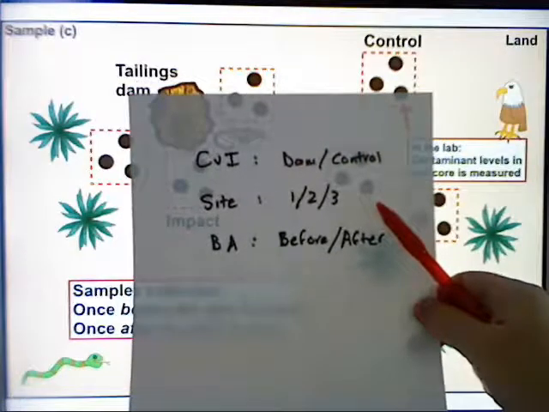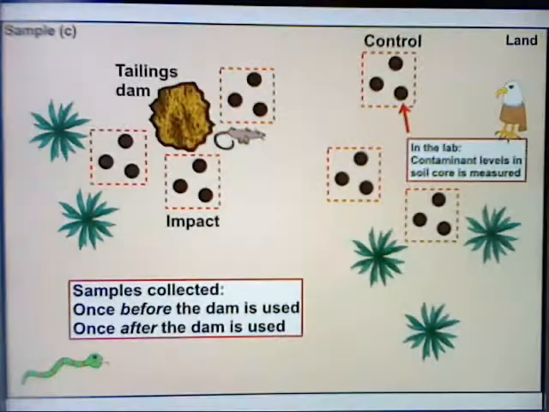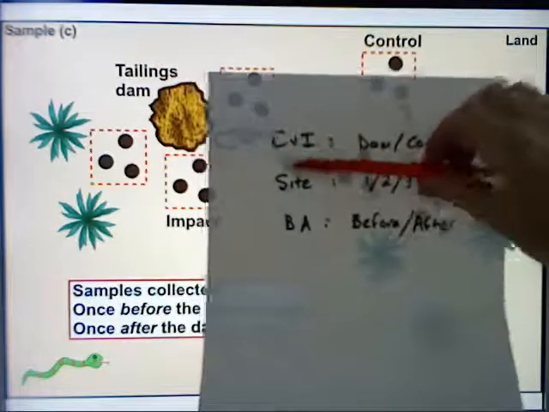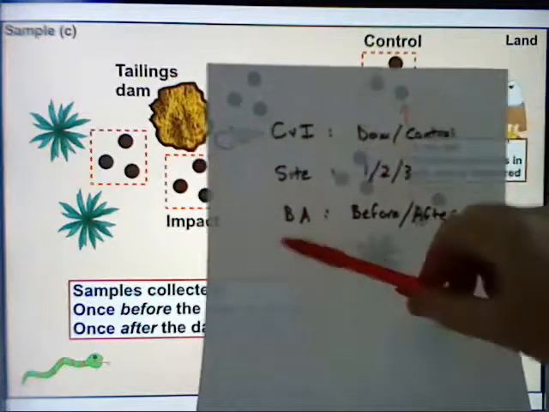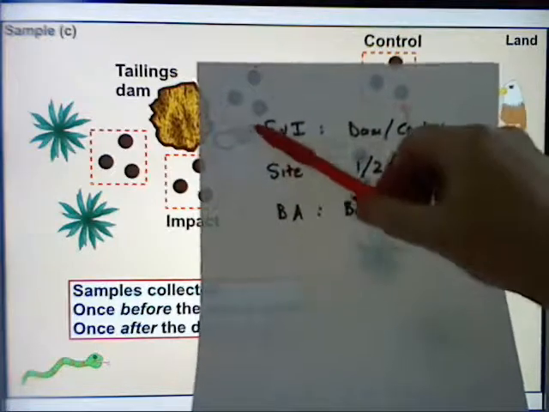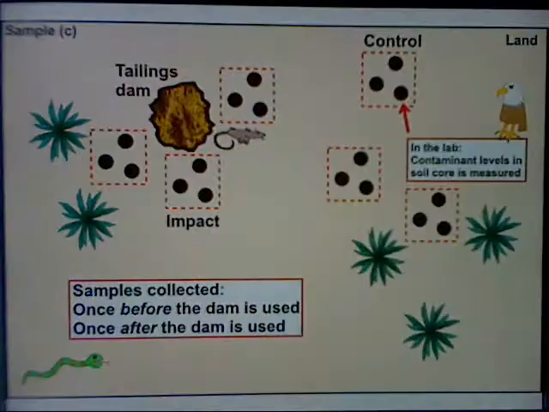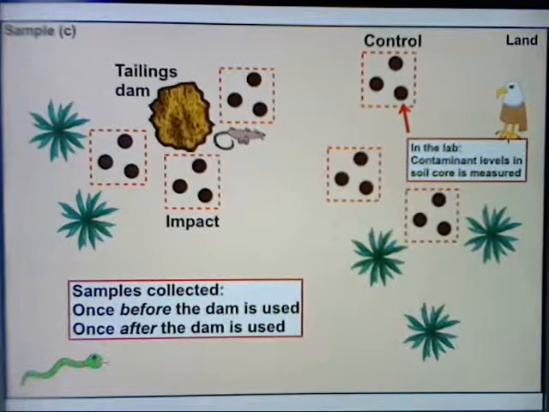If we remove the site factor here, so that we just have 1 site at the impact location and 1 control site, then what we've got is a standard BACI design, before, after, control, impact. So the factors in that BACI design are before, after, BA, and CVI, control, impact, and the levels are before and after, and control and impact.